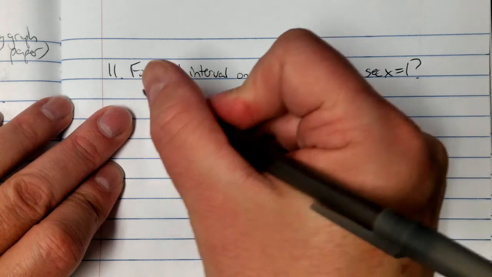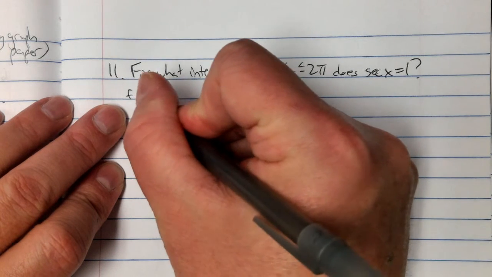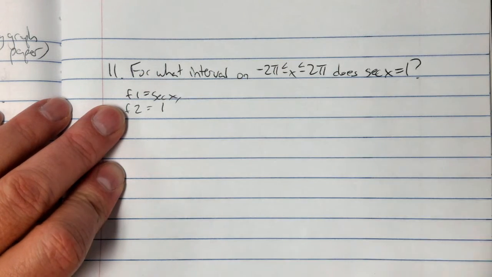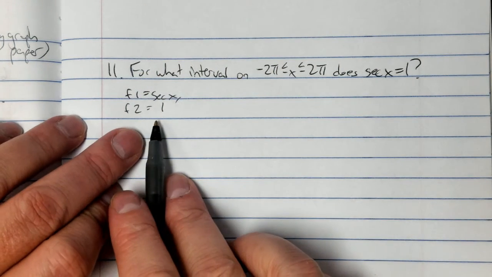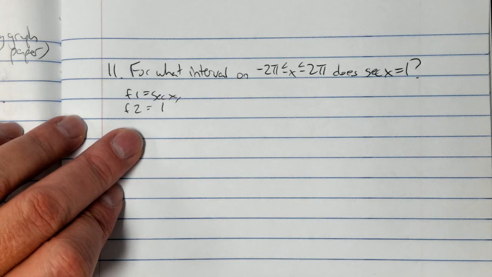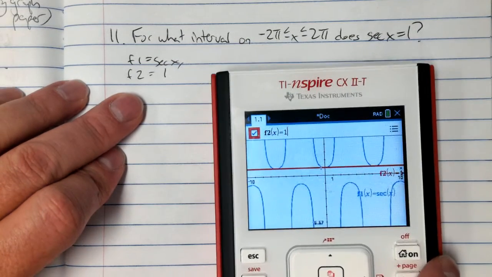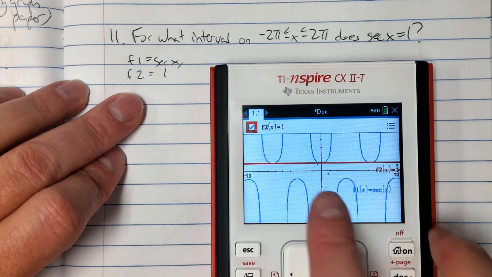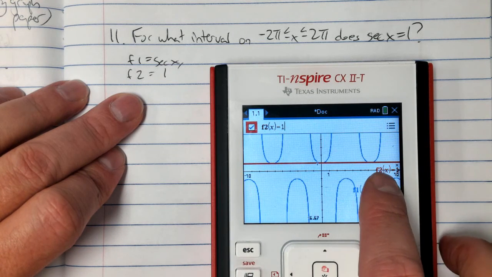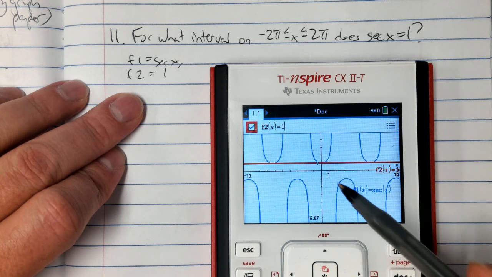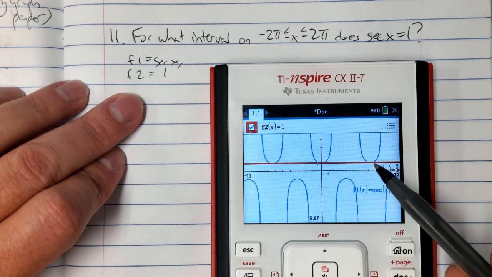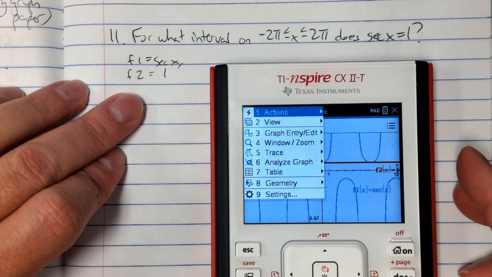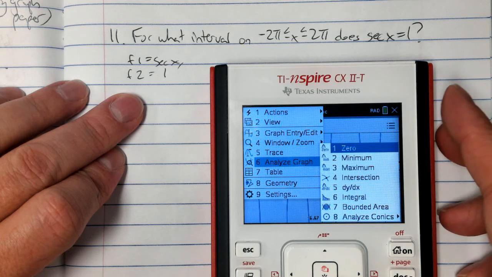So what I did, you don't have to write this part, is I put f1 as secant x and f2 is 1. Right, it looks like it's the minimums. So this one we can tell is 0. This one, let's find the minimum. So we go to Analyze Graph, Minimum.